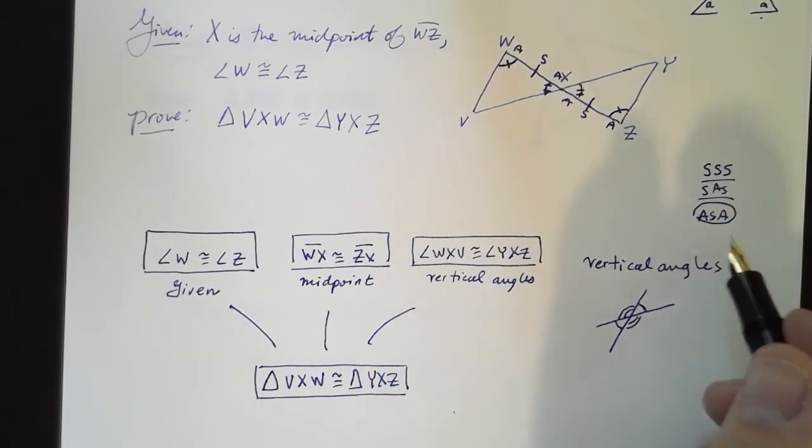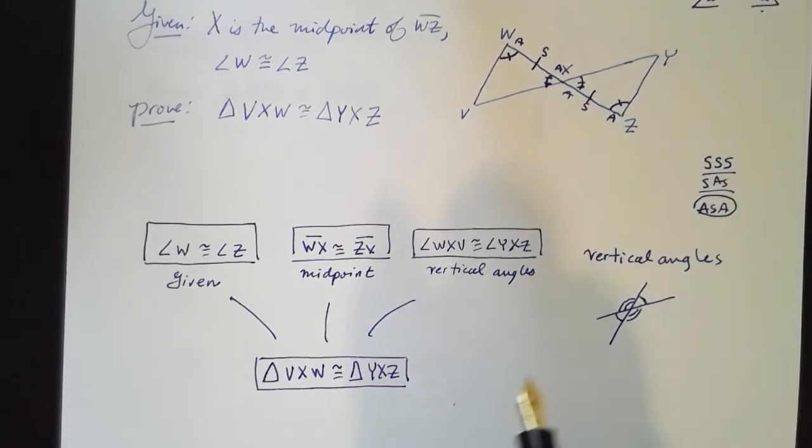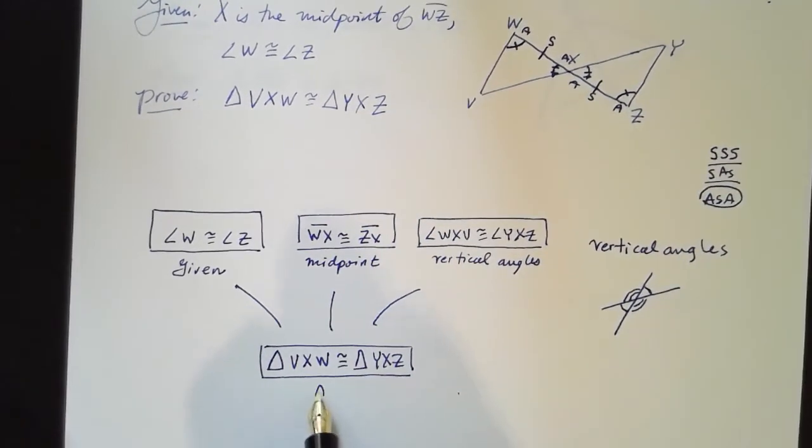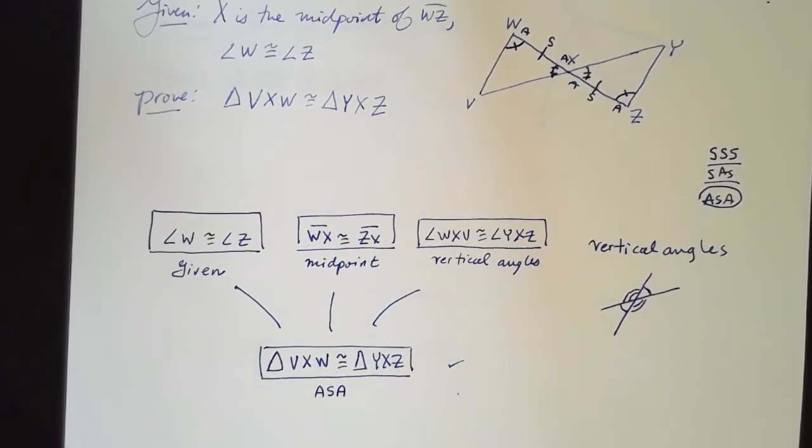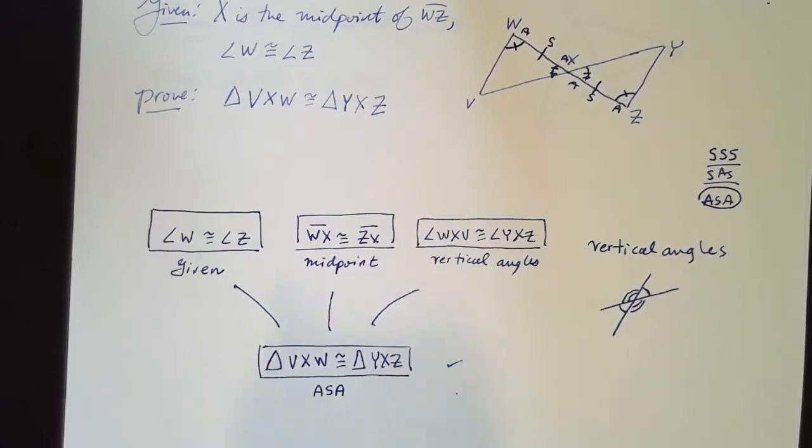Underneath this box, we write the congruence condition that we were using. So this is going to be A, S, A. And that concludes our proof. That's what we're trying to prove. We're trying to prove that those two triangles are congruent. Let's look at another one.